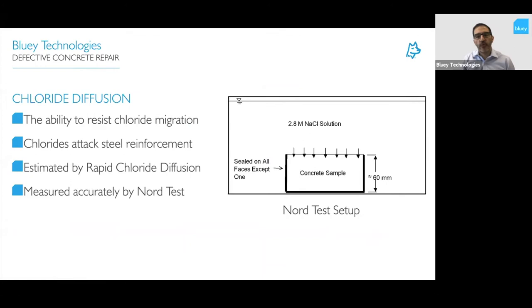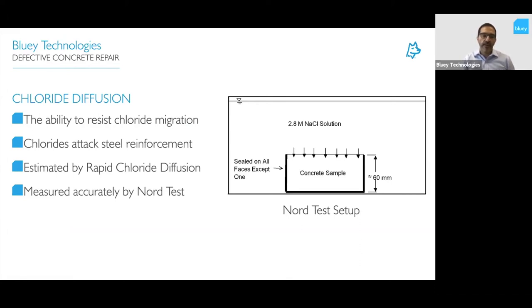Other properties we look for in terms of the durability of the repair, chloride diffusion is an important one. So you want a repair mortar that's going to resist the ability for chlorides to migrate. That's so that you don't get a chloride attack on the steel reinforcement. There's a couple of ways of measuring chloride diffusion. One is an estimate only, and that's the rapid chloride diffusion test. So we estimate how fast chloride ions can diffuse by doing another electrical test, and that's just through correlation. We're estimating how fast they're going to diffuse.